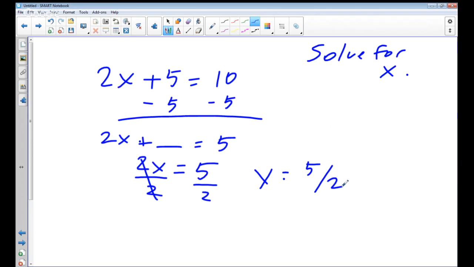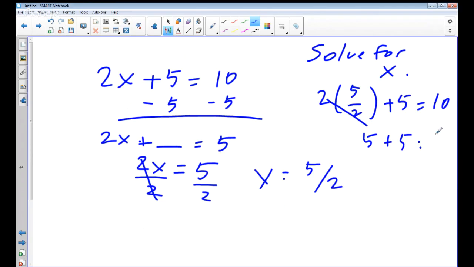Now, do I want to continue and check that? I could check it. What I always did when I taught students was you put it back in the formula. So 2 times 5 halves plus 5, does that equal 10? Well, yeah, 5 plus 5 equals 10 in my world. So that checks out. So that would be your answer.